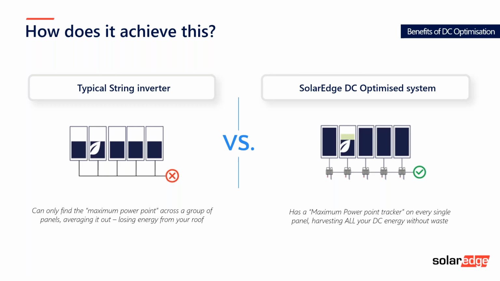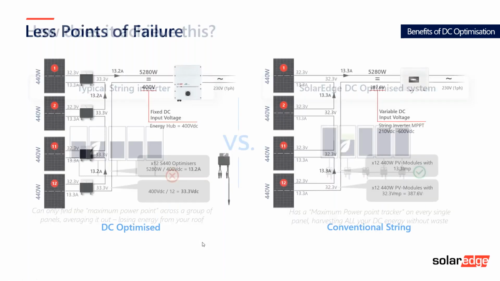So not only does it allow the best performing modules to perform at their peak, but also isolate poorer performing panels, whatever the reason might be, from bringing down the rest of the string. And that has a significant impact over the life of the system. But that's only one element of where you get higher yield from a SolarEdge solution.